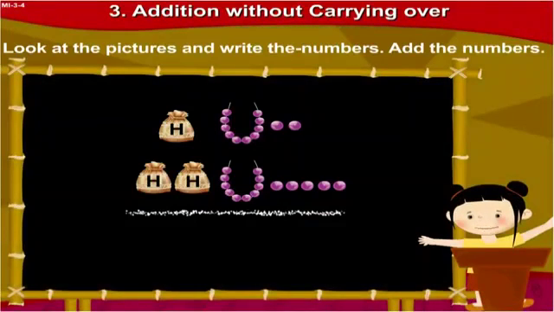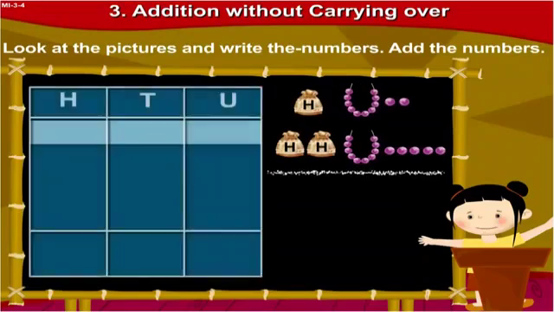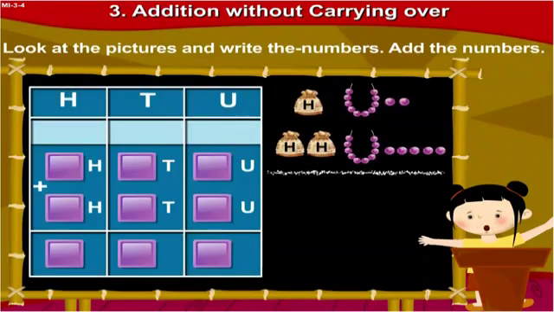Look at the pictures and write the numbers. Add the numbers. In the picture we have 100, 110 and 2 units. Then we have 200s, 110 and 5 units. Well, now let us fill up the boxes with the respective number. First, we have 100, so we will write 1 in this box. Then 110, so 1 over here. And 2 units, so we will write 2 over here.